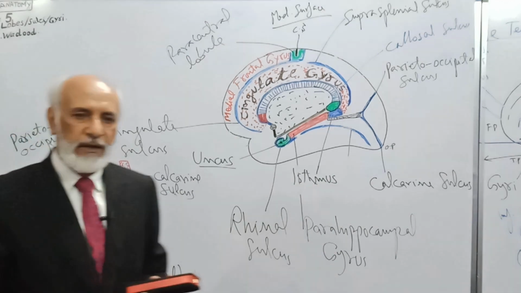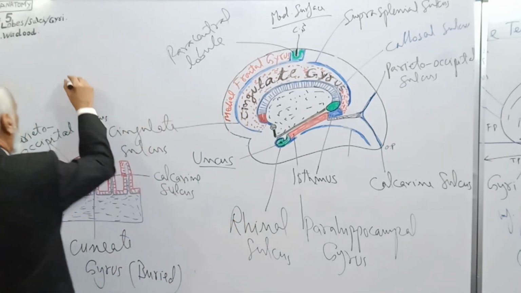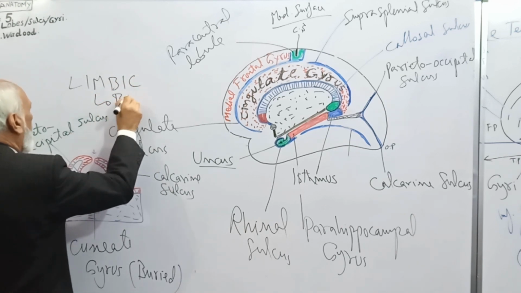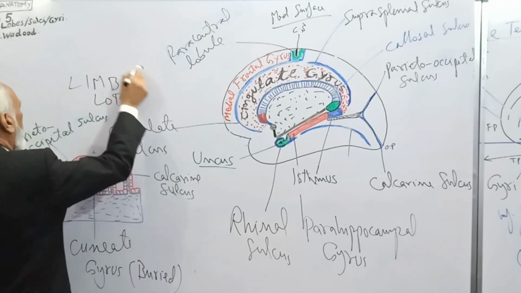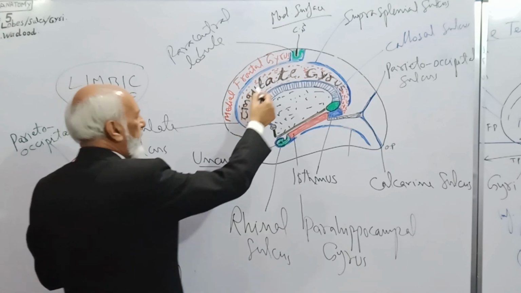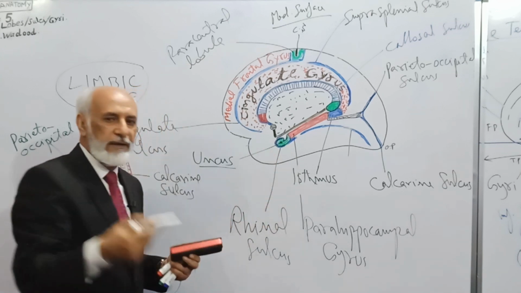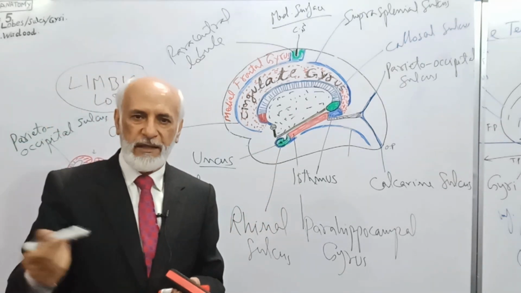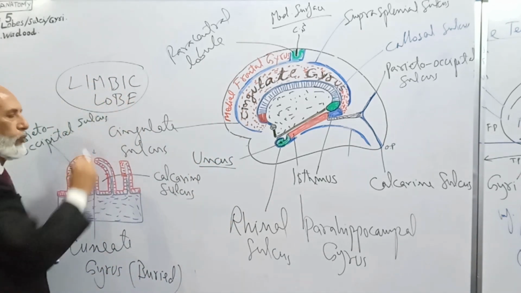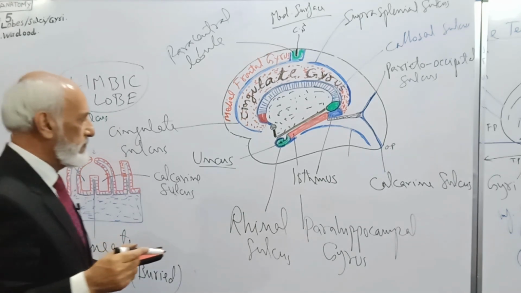Now I told you that there is another lobe also, a physiological lobe, known as the limbic lobe. These are parts of the limbic lobe: that is cingulate gyrus, isthmus, parahippocampal gyrus, the uncus, plus diencephalon. Diencephalon includes thalamus and hypothalamus. All these are the components of a physiological lobe of cerebral hemisphere known as the limbic lobe, which is very important.